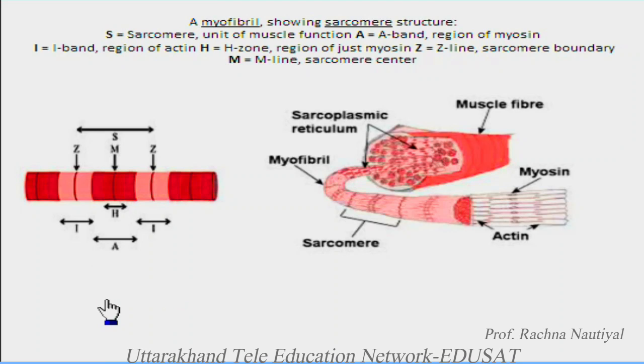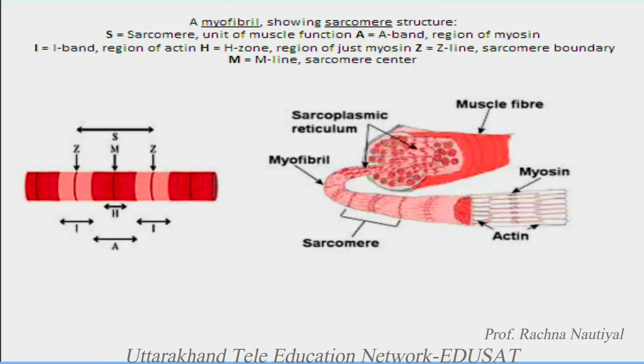Now H zone is the region of just myosin. Then Z line is the boundary of one sarcomere. It starts from here and ends here, one sarcomere. Then M line is the sarcomere's center, which is the myosin region.